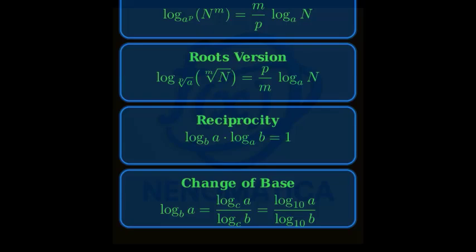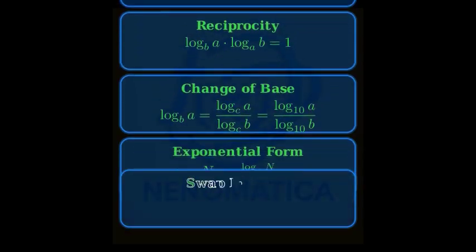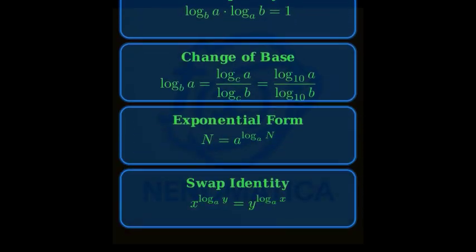The product of log base b of a and log base a of b equals 1. And log base b of a equals log base c of a over log base c of b. Two lovely exponential identities. First, n equals a raised to log base a of n. Second, x to the log base a of y equals y to the log base a of x.